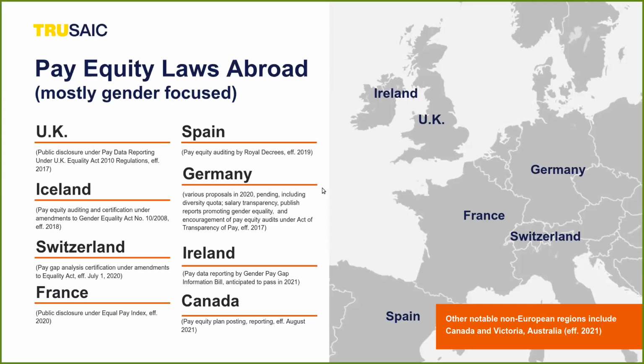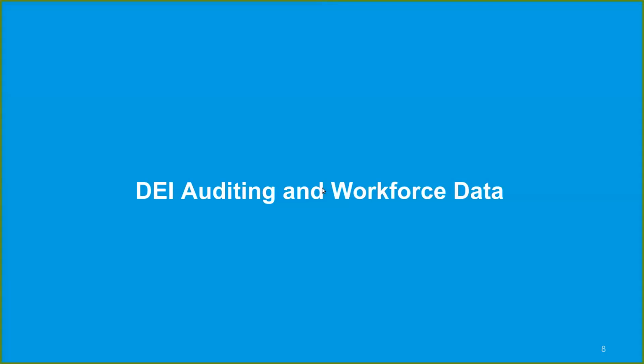There, we have it at the federal level with the new incoming administration and the changes at the OFCCP and the EEOC. And then again, increasingly, the strengthening of legislation at the state level. Okay. So let's turn now to DEI auditing and workforce data. What's the connection between those two?